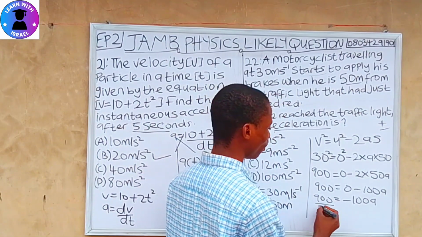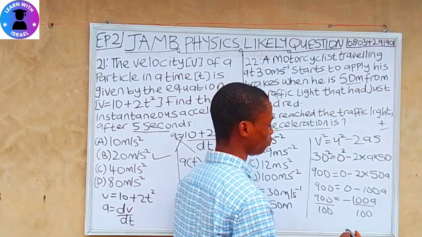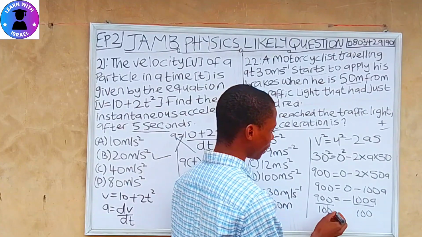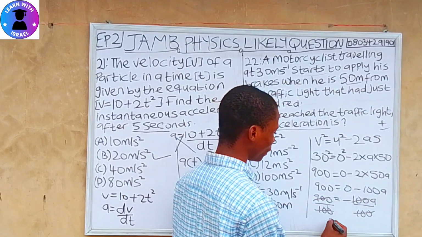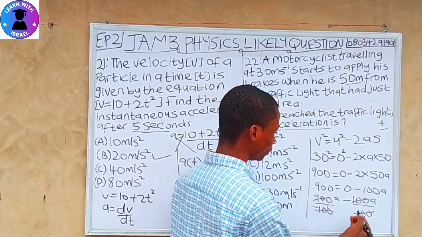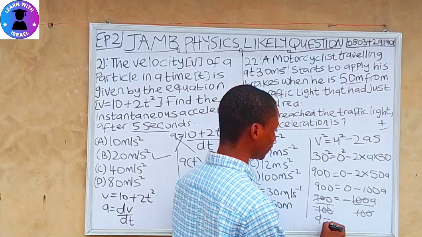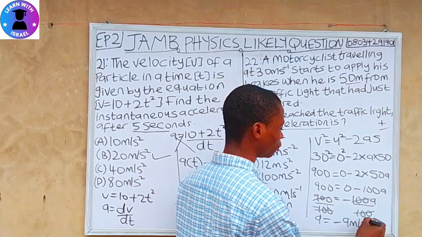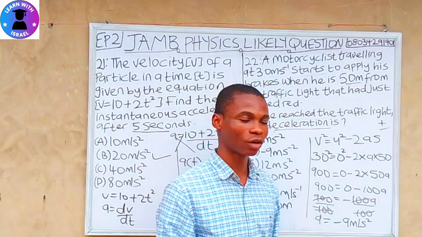So let's divide by 100 to get our answer, acceleration, to make our acceleration the subject of the formula. So let's divide. 900 divided by 100 is 9. And minus 100 divided by 100 leaves us with a, which is the acceleration. So our acceleration is minus 9 meter per second square, because acceleration is measured in meter per second square.